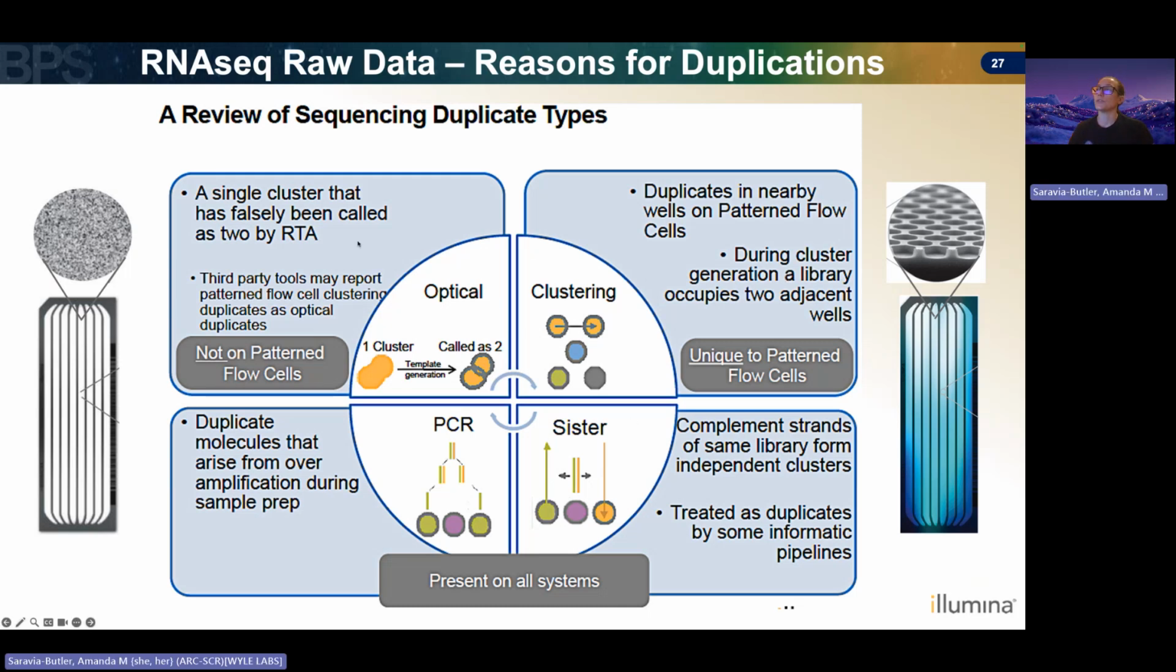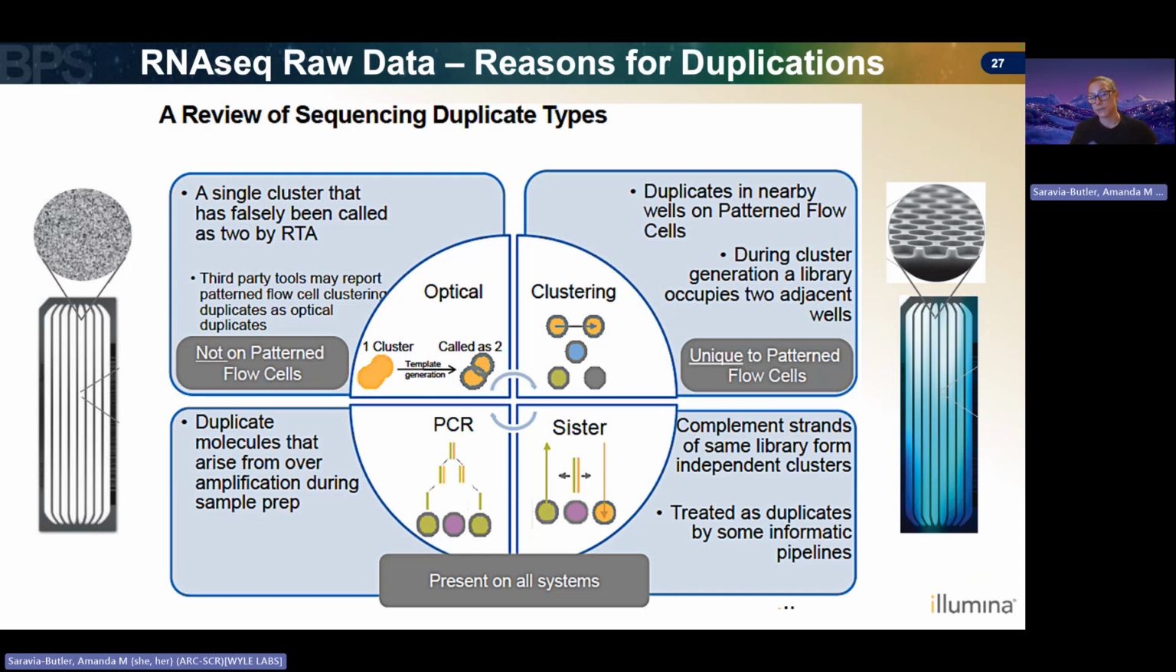Also being able to remove these optical or clustering duplicates can happen so long as you have the address of that cluster in the read header. Then if you have the same sequence that is in adjacent regions on your flow cell, you can identify those and remove those technical duplicates.